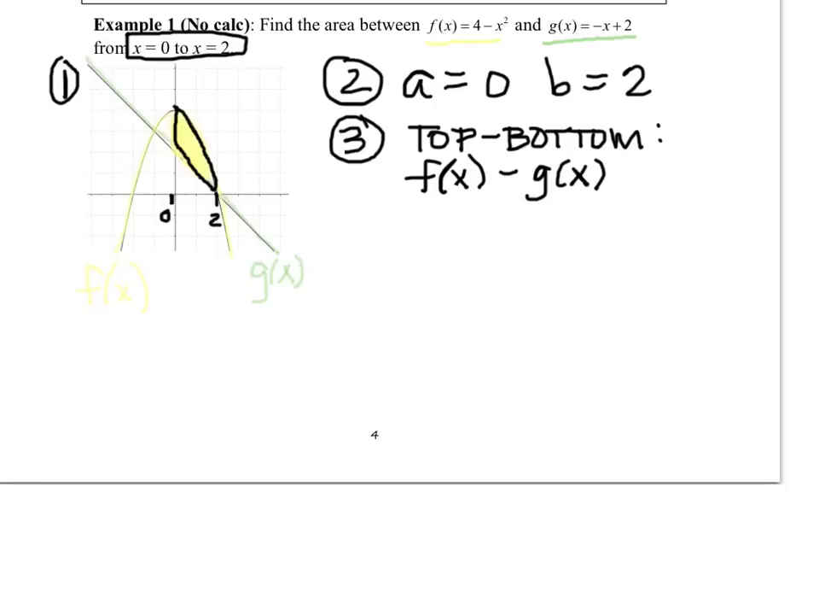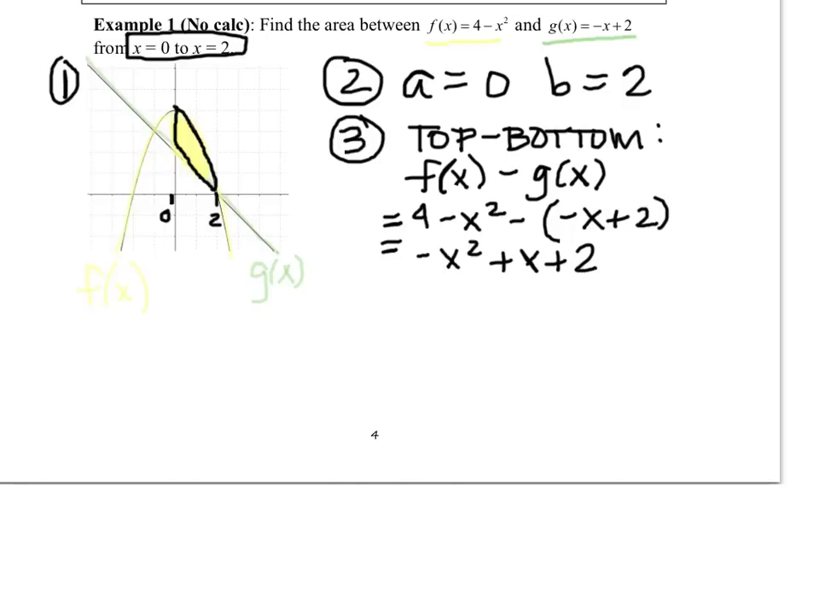Okay. Because this is a no calculator problem, you're going to want to simplify this formula before you integrate. It's just going to make your life a little bit easier. So for the top function, we've got that 4 minus x squared. For the bottom function, parentheses, don't forget, negative x plus 2. And this is going to simplify to negative x squared plus x plus 2.